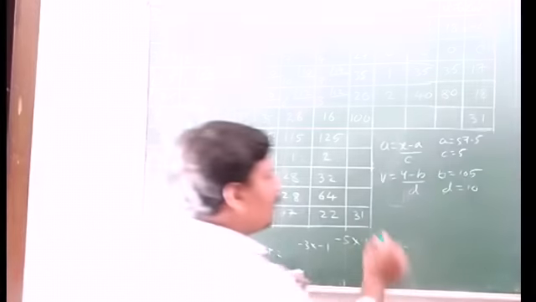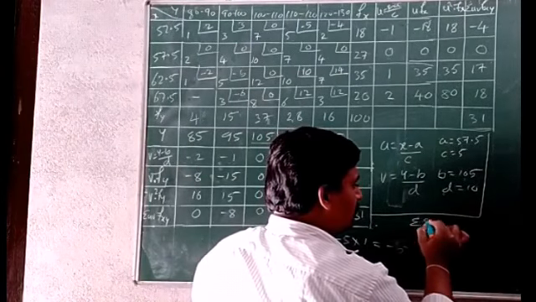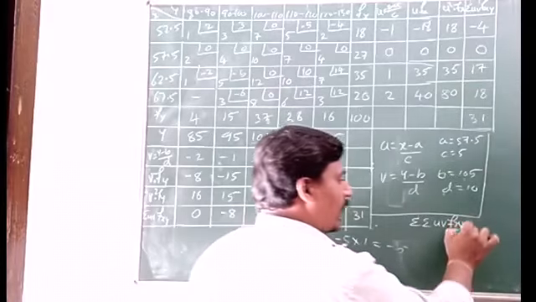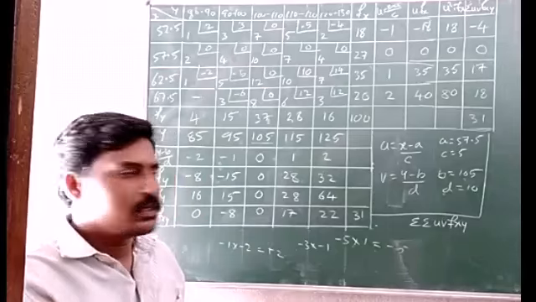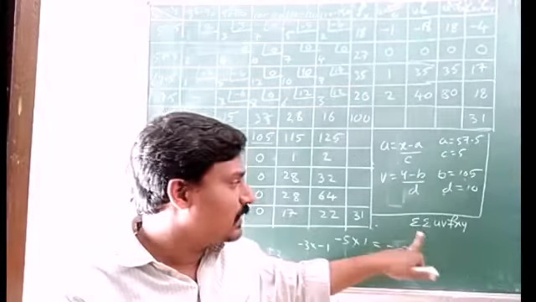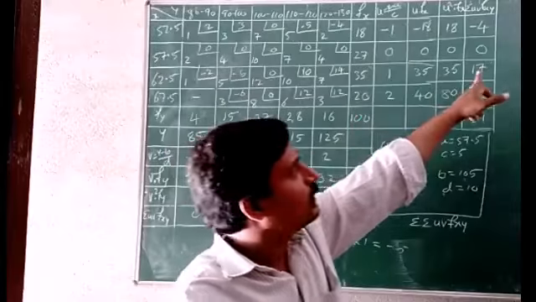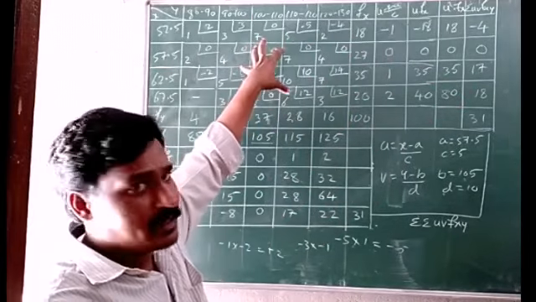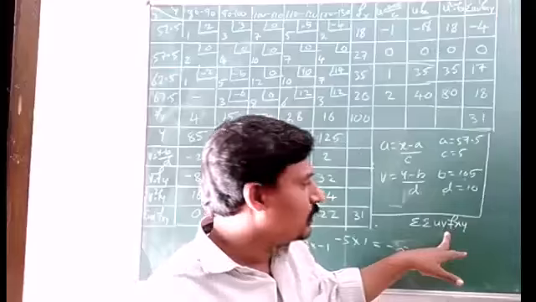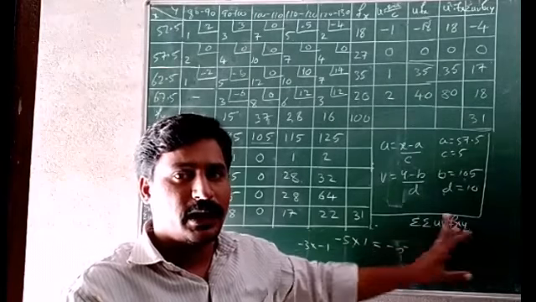So here the total of these two is called summation of summation uv fxy. So u into v into frequency of xy. Summation of summation. Why summation of summation? Because here we have taken the total of the uv fxy here, then we have taken the total of summation uv fxy finally. So summation of summation uv fxy.